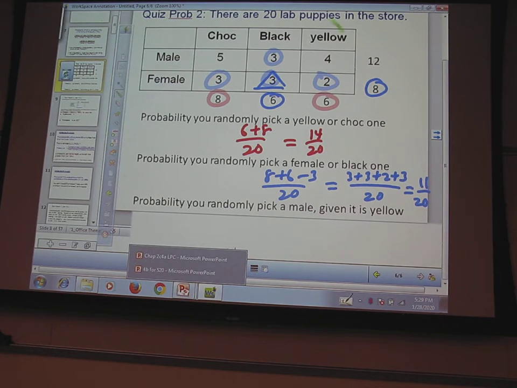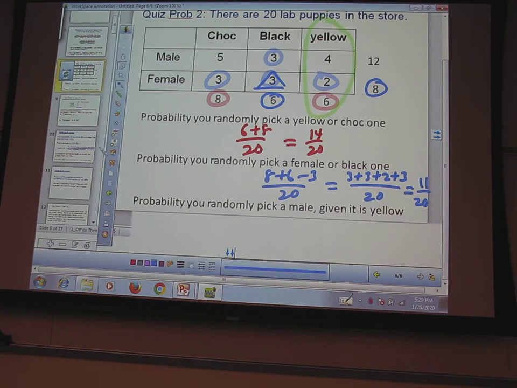6. You only care about the yellow labs. What's the probability that it's male? 4 out of 6. Good? Okay.